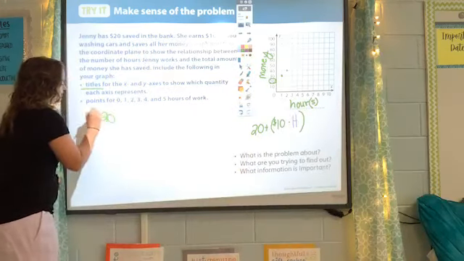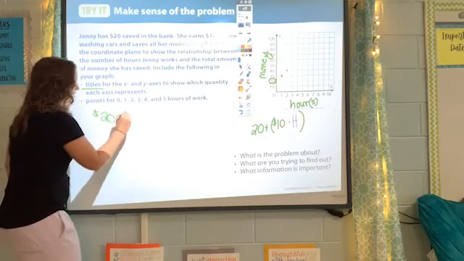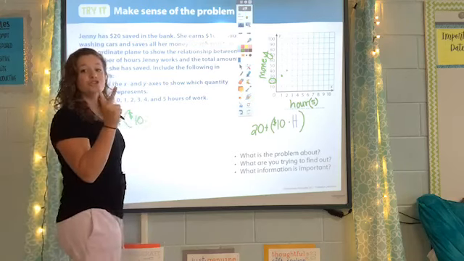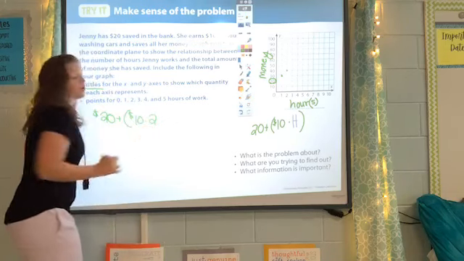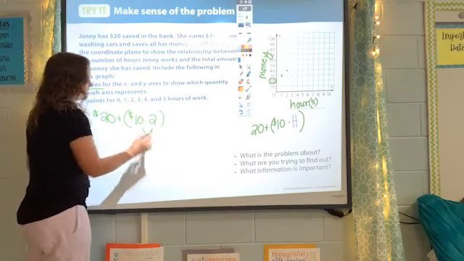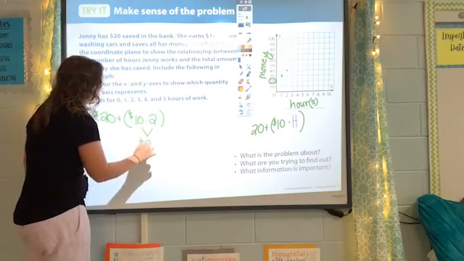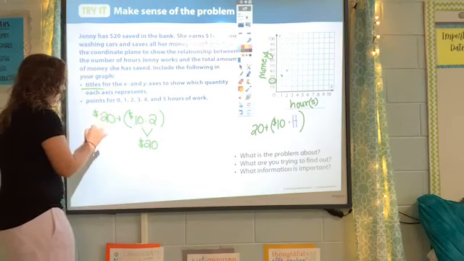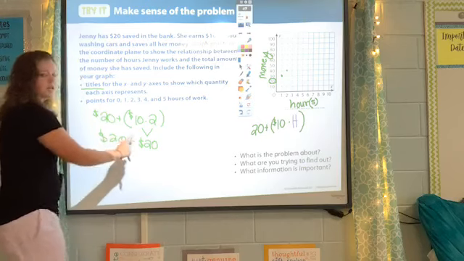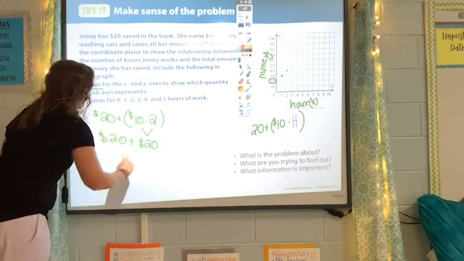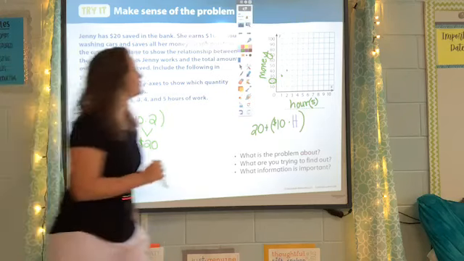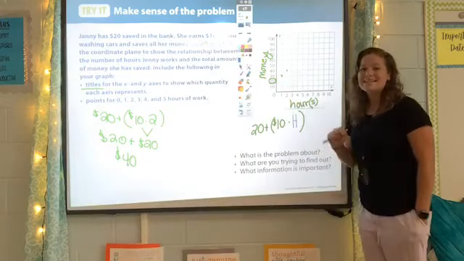She starts off with $20. We add that to her $10 an hour, and we're now doing 2 hours. So I'm going to plug in 2, or use substitution, in the place of that H. So we have $10 times 2, which is going to be $20, and bring everything else down without touching it. So we now have $20 plus $20, which gives me $40. Now let's see if that's the same thing we came up with over here. It is. It is the same thing.